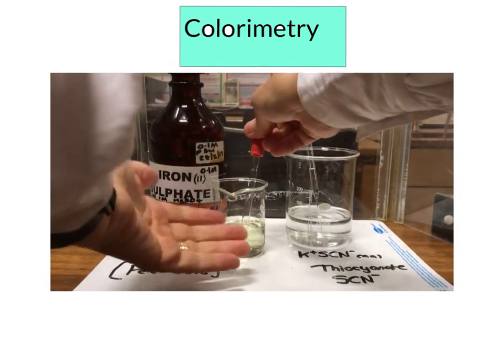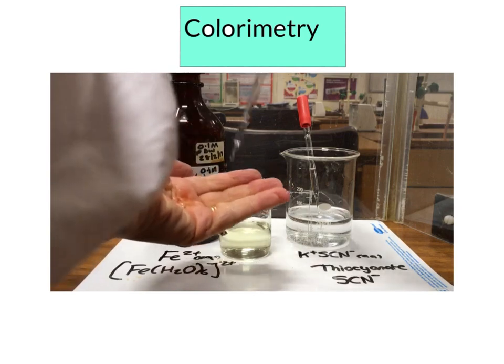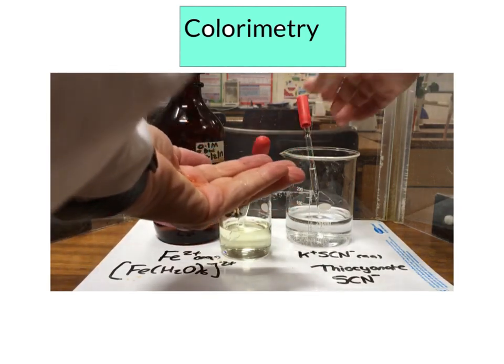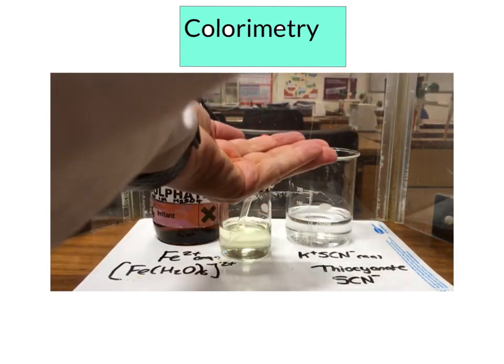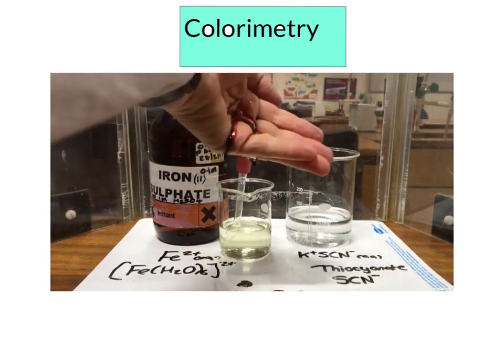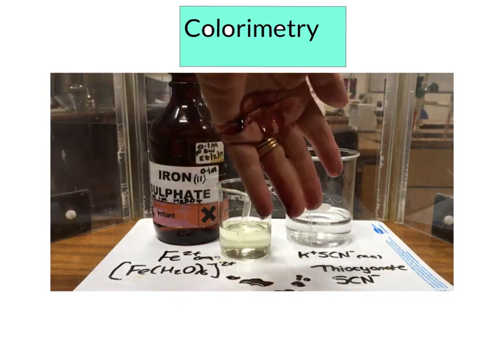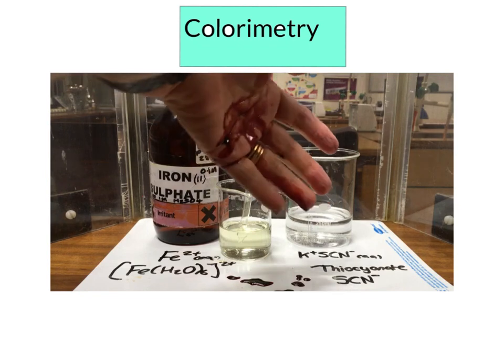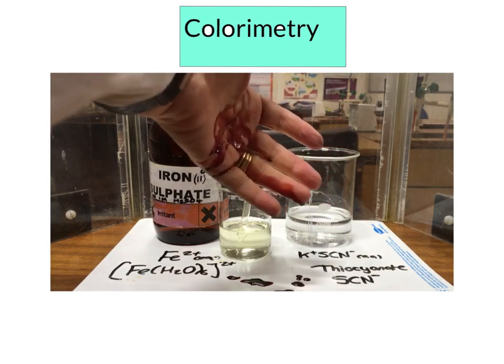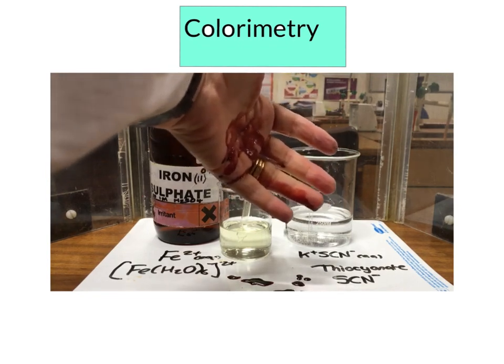Here I'm about to take some of the iron 2 sulfate and put it on my palm, and then I'm going to put some of the thiocyanate ions on the palm, and lo and behold, I start to bleed. So that is fake blood, and it's a complex formed between the iron and the thiocyanate. How do we find the formula for fake blood?